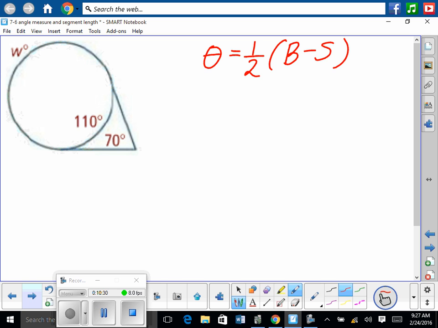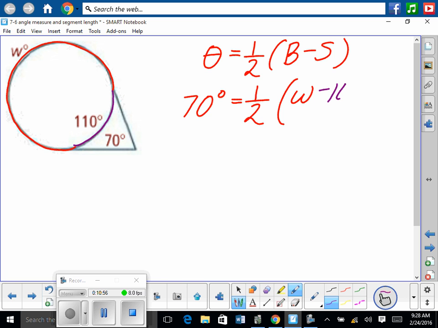So we know that theta is what? 70 degrees. Is everybody comfortable with why theta is 70 degrees? That's the angle, right? It's equal to 1/2 times the big arc, which is... Isn't this the big arc, guys? From here to here? So W minus the small arc, which is this arc, right? Isn't this the small arc? Yep. So W minus 110.